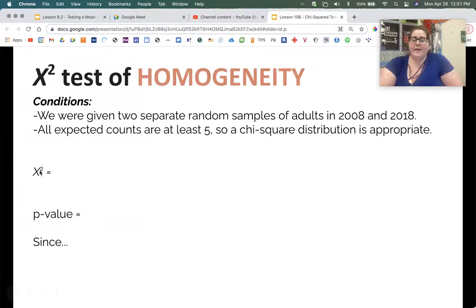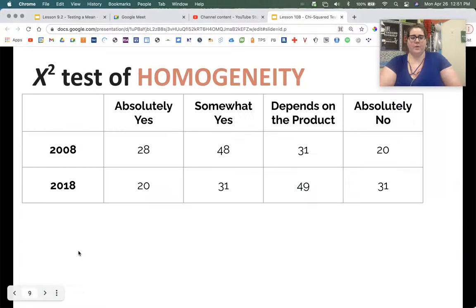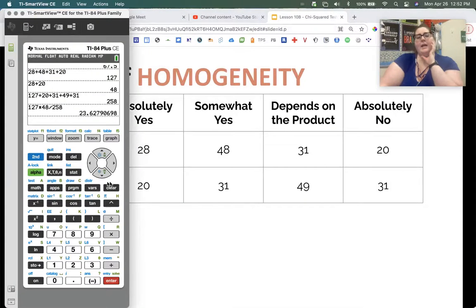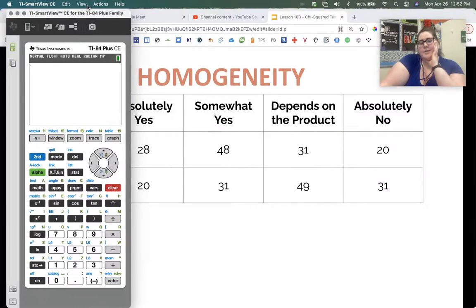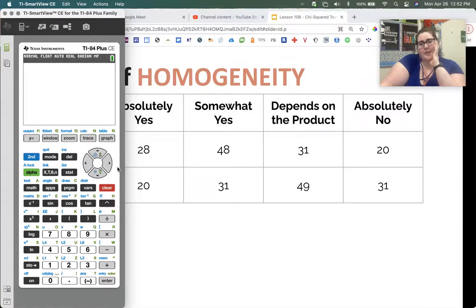We can do the math, find our chi-squared value, find our p-value, and then write our conclusion. It's the last step. So let's go ahead and go to our calculator, and I'm actually going to go back to where the table was because I'll need that. In my calculator, I'm going to put this information, because obviously I don't want to have to do the math on this by hand.